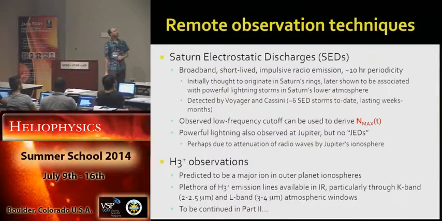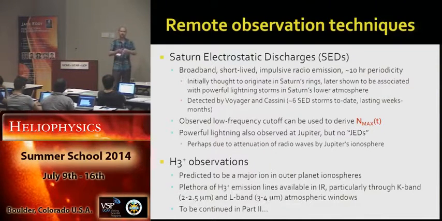There's another remote observation technique that so far is unique to Saturn. That's called Saturn electrostatic discharges, or SEDs. Briefly, these are broadband, short-lived, impulsive radio emissions that were originally thought to come from Saturn's rings due to the approximately 10-hour periodicity. Later, they were shown to originate in lightning storms in Saturn's lower atmosphere.